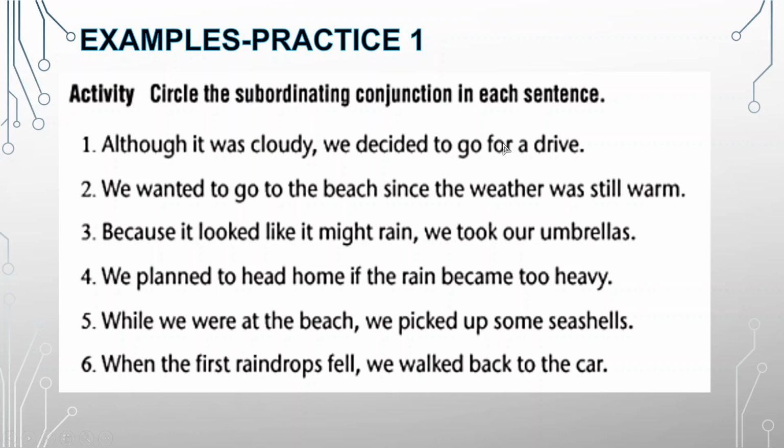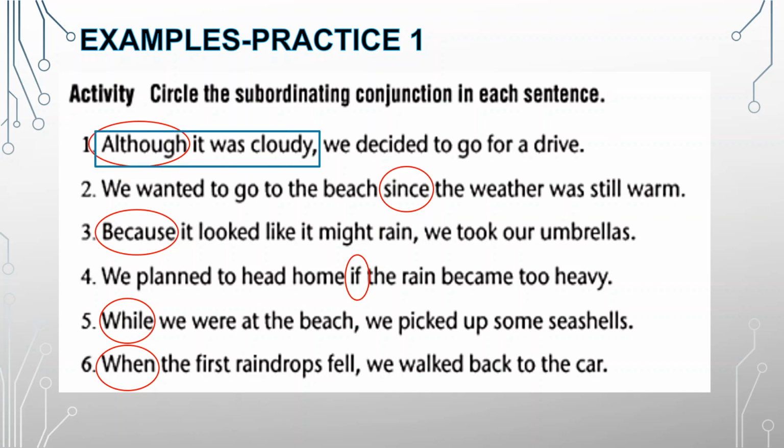So here they are. For number 1, we have although. Although is a subordinating conjunction. Next, since is a subordinating conjunction. For number 3, because. That's a subordinating conjunction. For number 4, we plan to head home if the rain became too heavy. If is the subordinating conjunction. And for number 5, while we were at the beach, we picked up some seashells. While. And number 6, when the first raindrops fell, we walked back to the car. So for number 6, we have when. Alright? So those are the subordinating conjunctions in each sentence.